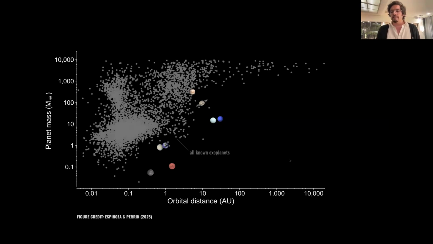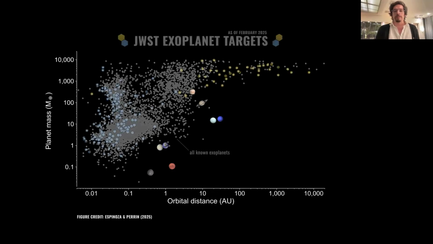What you're seeing right now are all these 6,000 exoplanets that I told you about. And the next points that you're going to see are the exoplanets that James Webb is looking at.